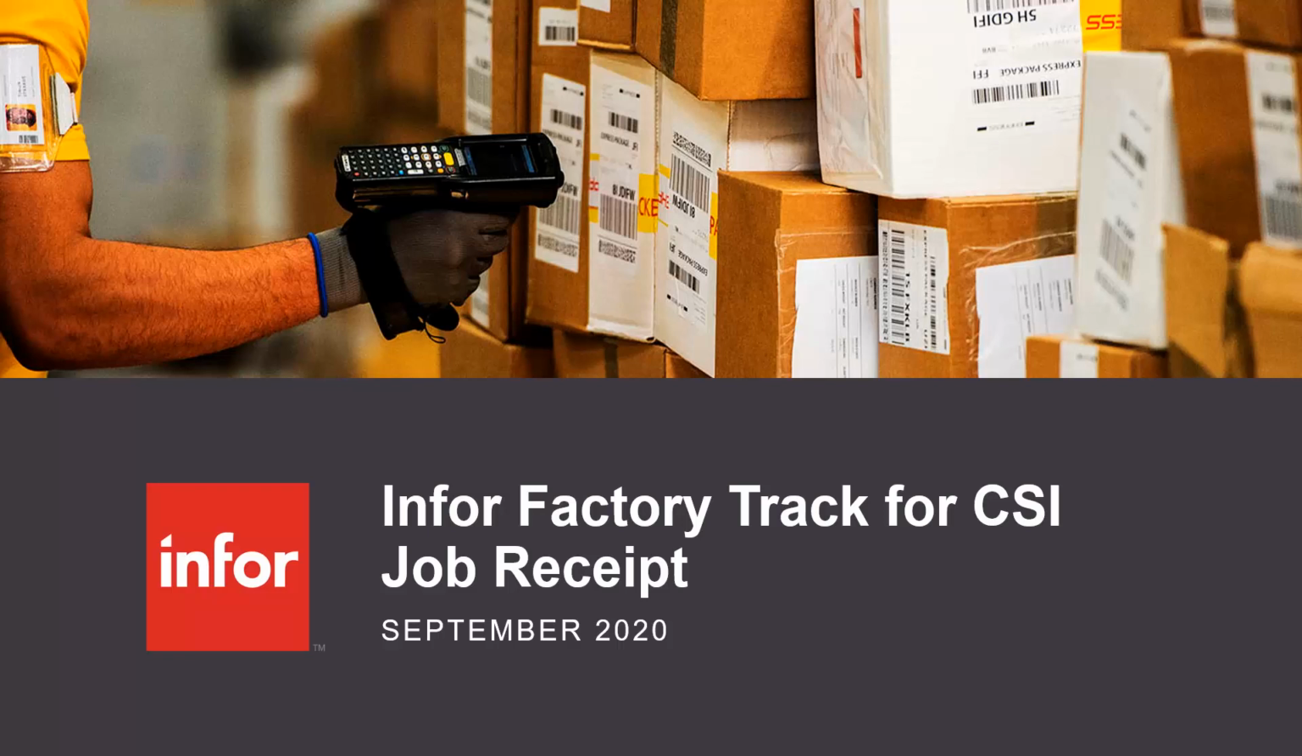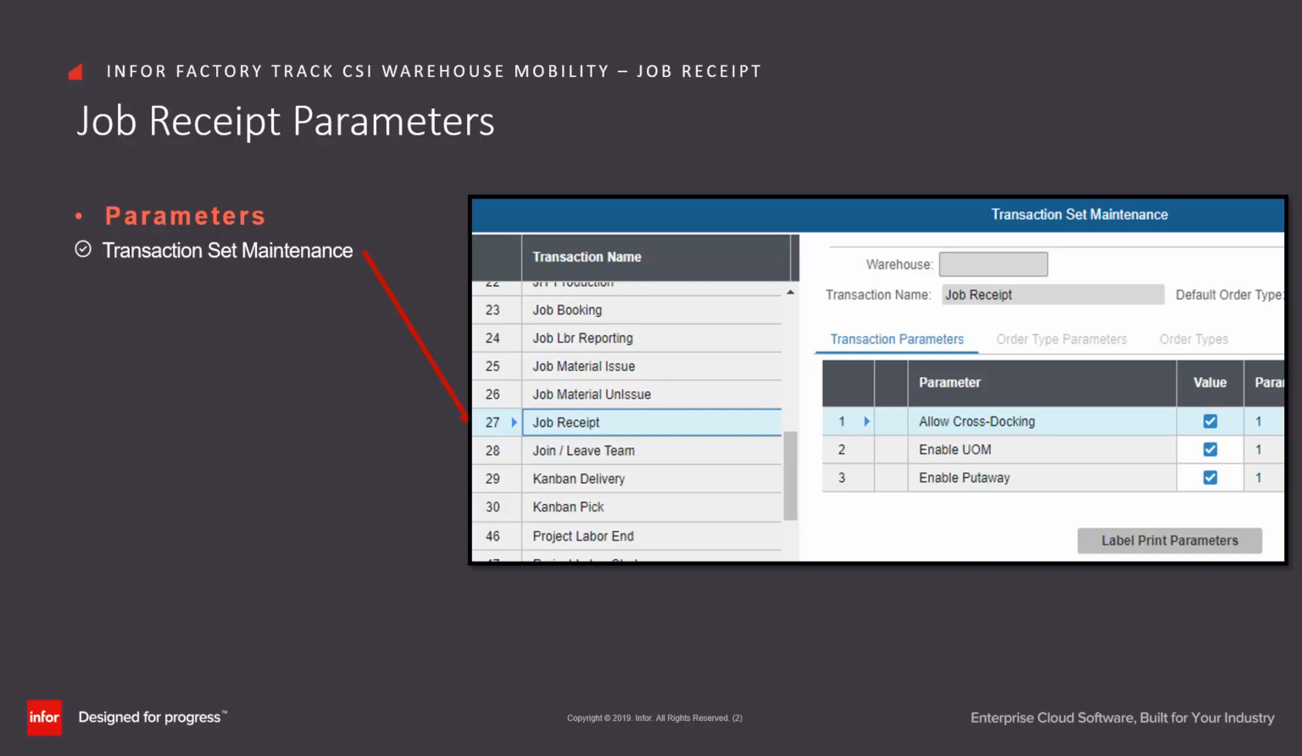Info Factory Track for CSI, Job Receipt. Factory Track has several job receipt parameters to control the validation, displayed fields and processing options that are permitted as part of the job receipt process. These are defined on the transaction set parameters form for the job receipt transaction. For this training, we've enabled all the parameters in order to show where those fields appear in the transaction steps.